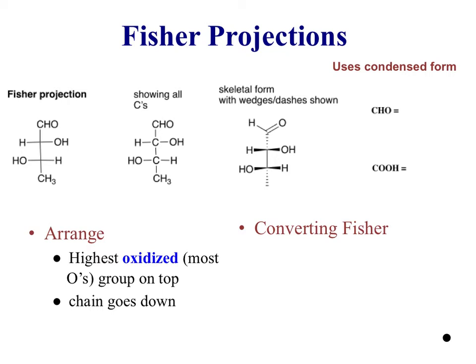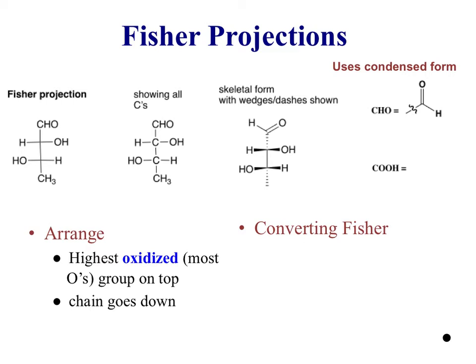Generally, whenever you draw them, the highest oxidized form is on the top. For us, that's always going to be an aldehyde. So if you look over here, it says CHO. You want to get used to seeing that condensed version of an aldehyde, which if you look on the right, here it is: the double bond O with an H on it. So that's the aldehyde functional group. CHO is just an abbreviated form. If you look on the far right, it says that.